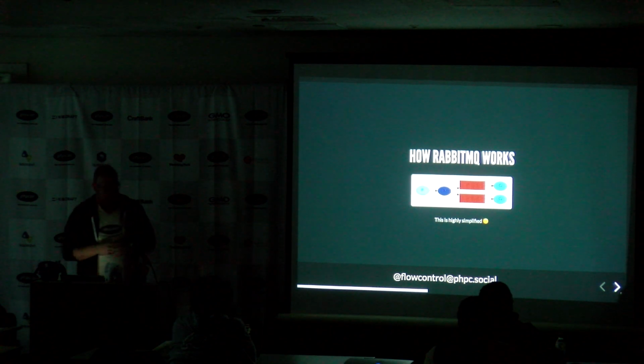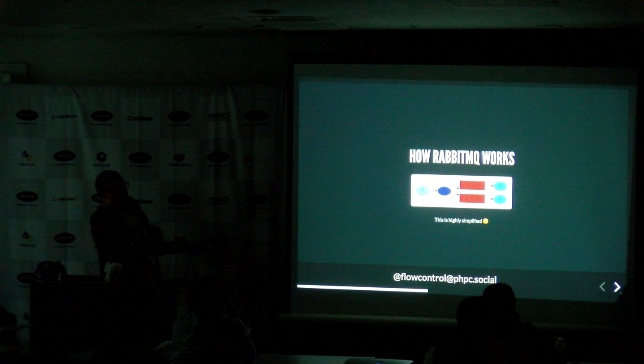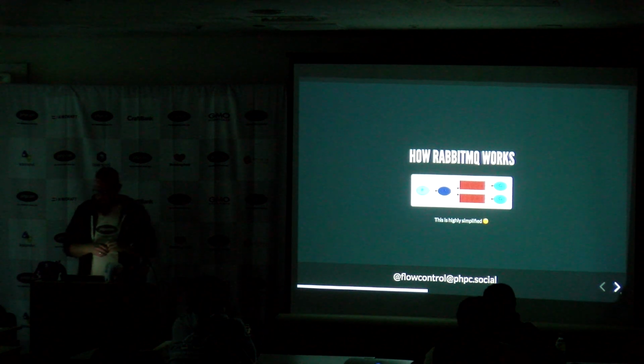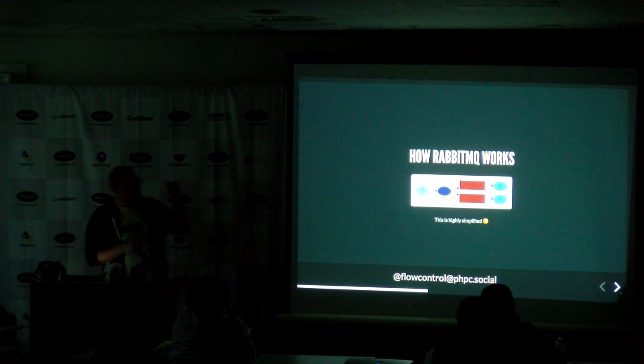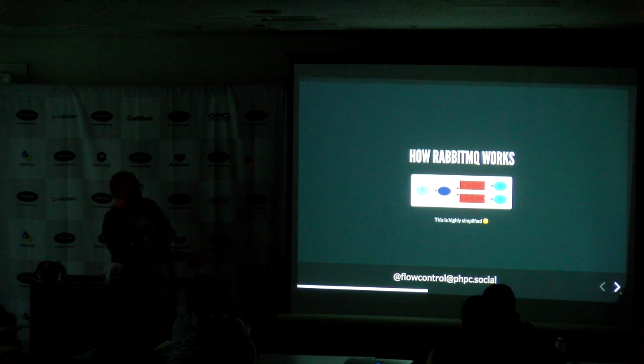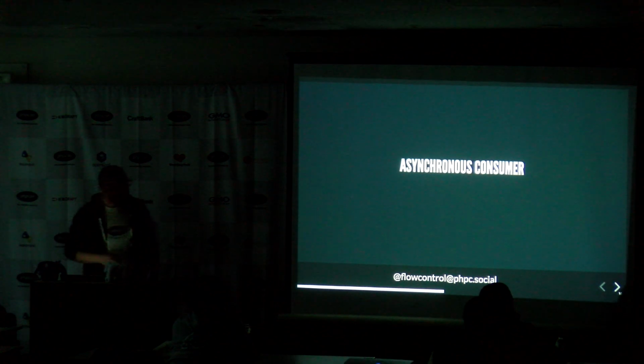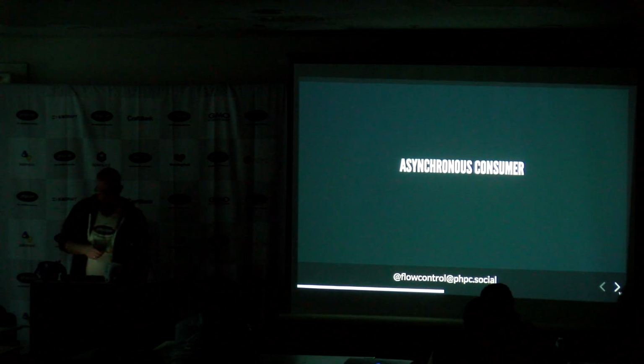And the exchange can then be configured. You can give it rules. And based on rules, the exchange will forward those messages to queues, which are the red things here. And then RabbitMQ will push those messages towards the consumer. And in our example, we want to concentrate on the consuming side. That's the C here.